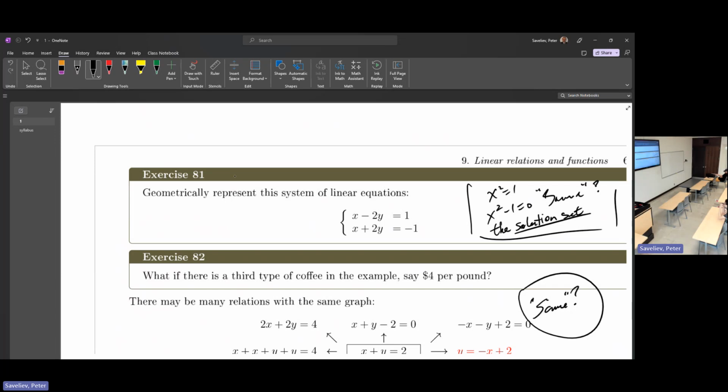Okay, so that naturally is plus or minus one. Both of them have the same solution set, and that's why you can replace one with the other. It would make no difference.